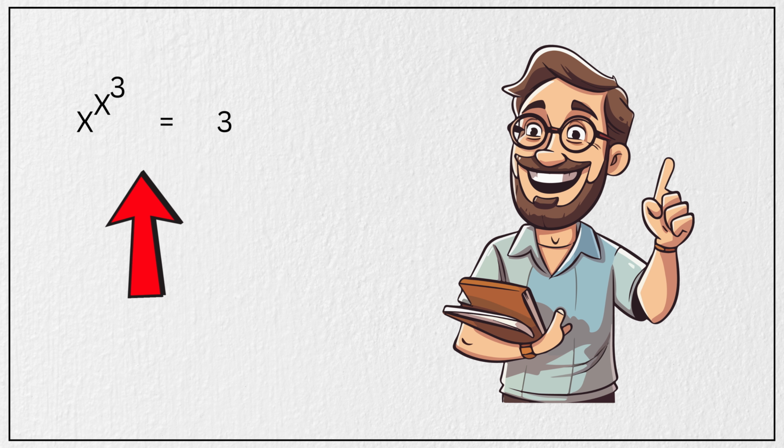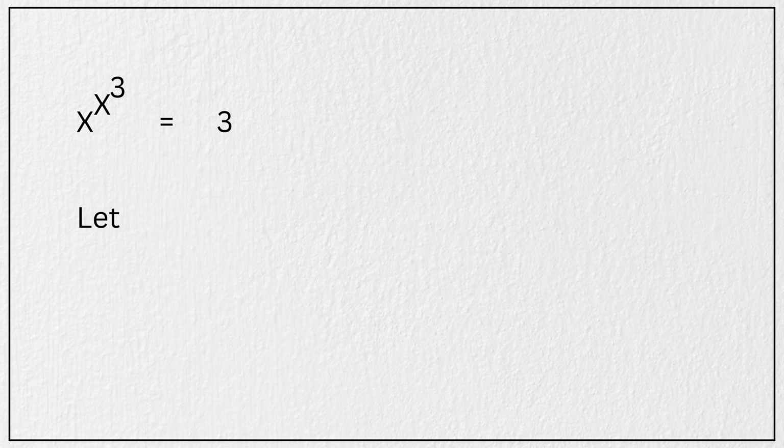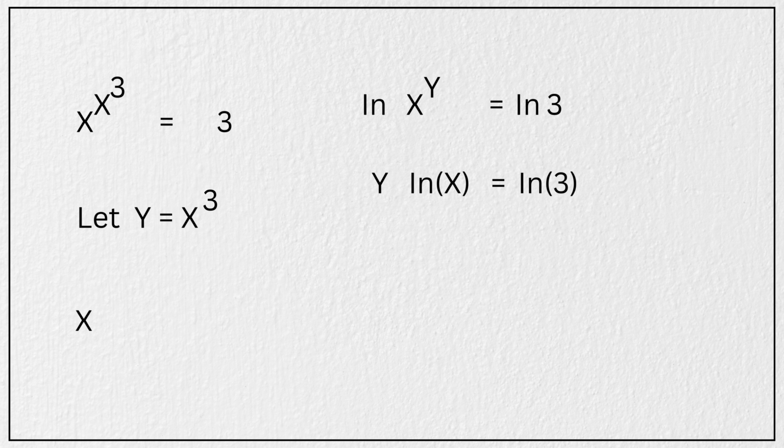Now there is also another way to solve this problem using logarithms. Suppose we set y equal to x cubed. Then our equation becomes x raised to the power of y equals 3, right? Now taking the natural log of both sides, we bring down the exponent. But since x is also equal to y to the power of 1/3, substituting that into the equation gives us y times natural log of y equal to 3 times natural log of 3.